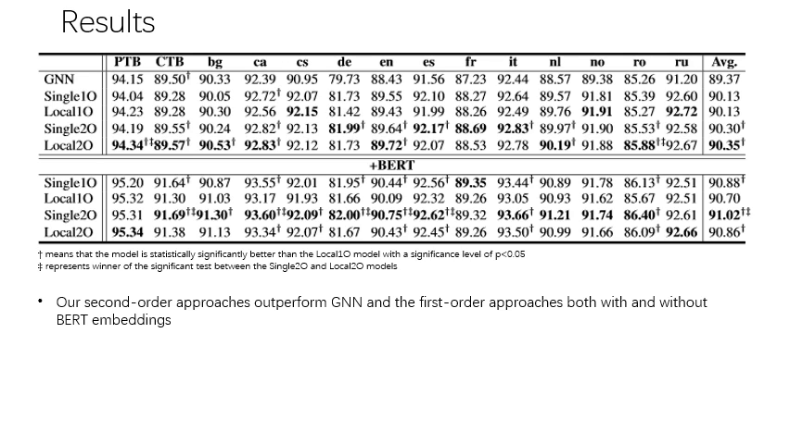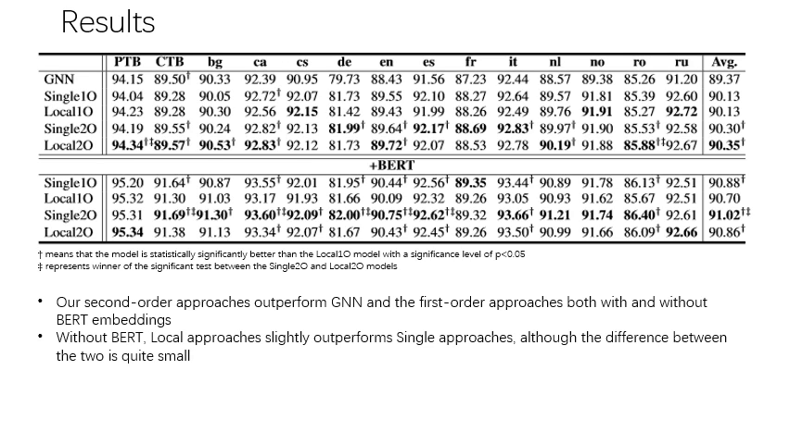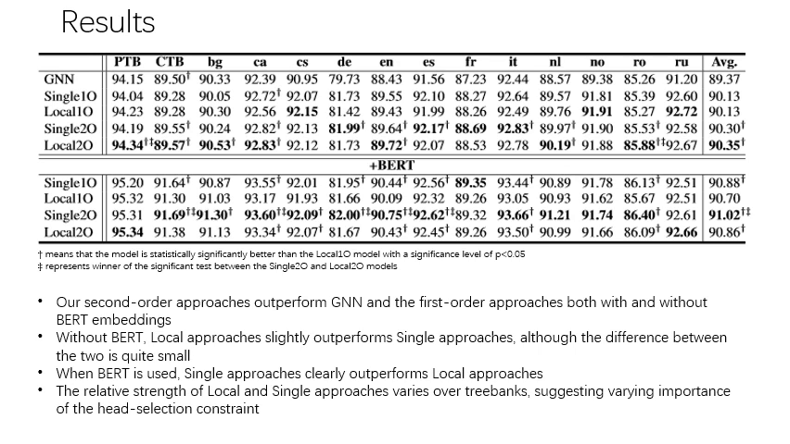Second, without BERT, local approaches slightly outperform the single approaches, although the difference between the two is quite small. When BERT is used, however, single clearly outperforms local, which is quite interesting and warrants further investigation in the future. Third, the relative strength of local and single approaches varies over the treebanks, suggesting the importance of the head selection constraint.